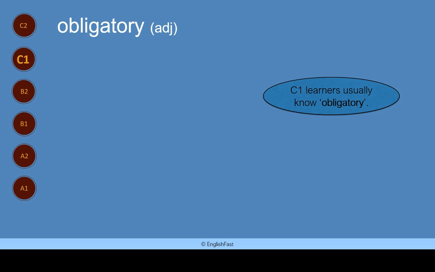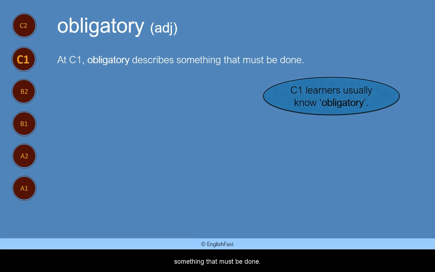Obligatory. Obligatory is an adjective. C1 learners usually know obligatory. At C1, obligatory describes something that must be done. Here are some examples.